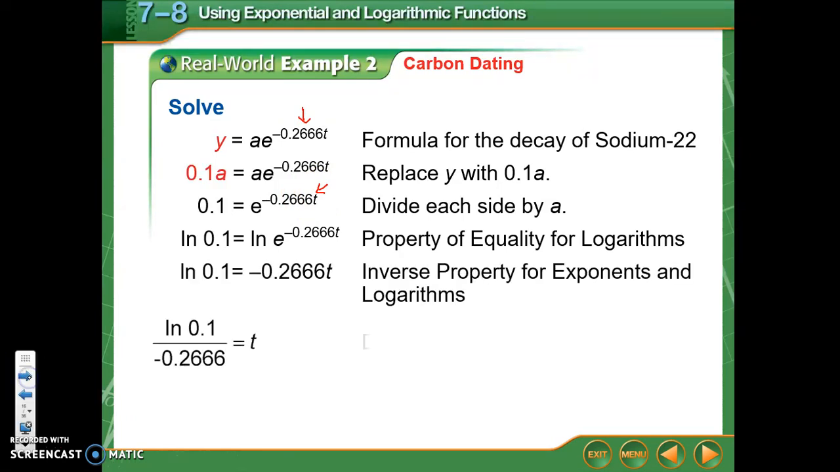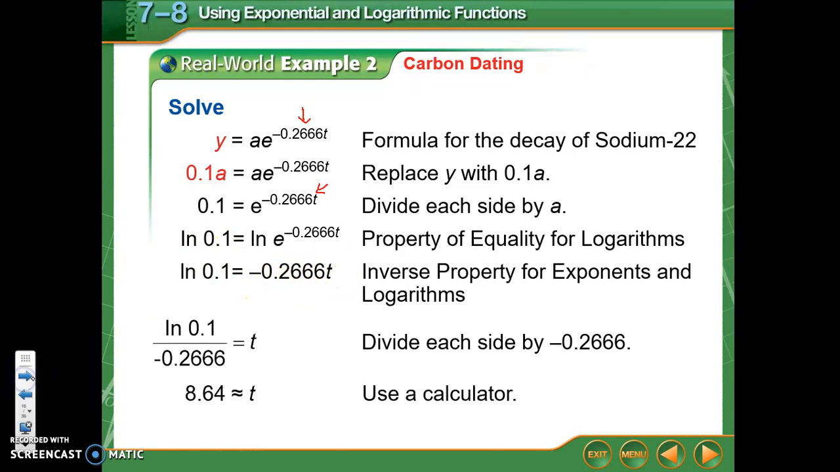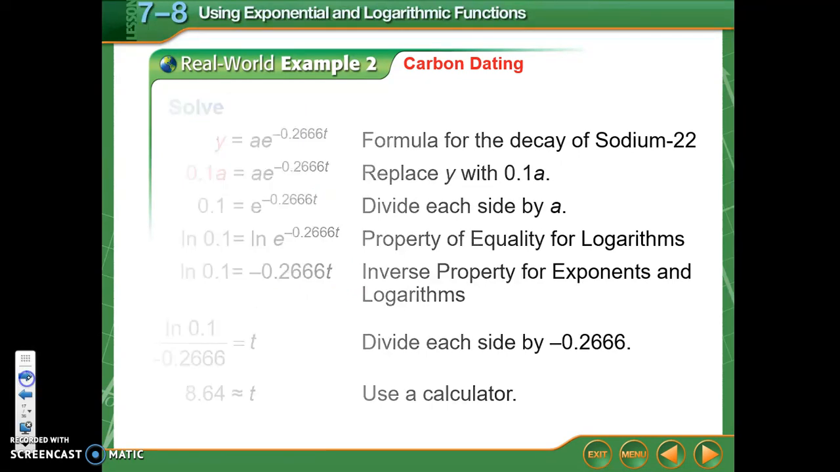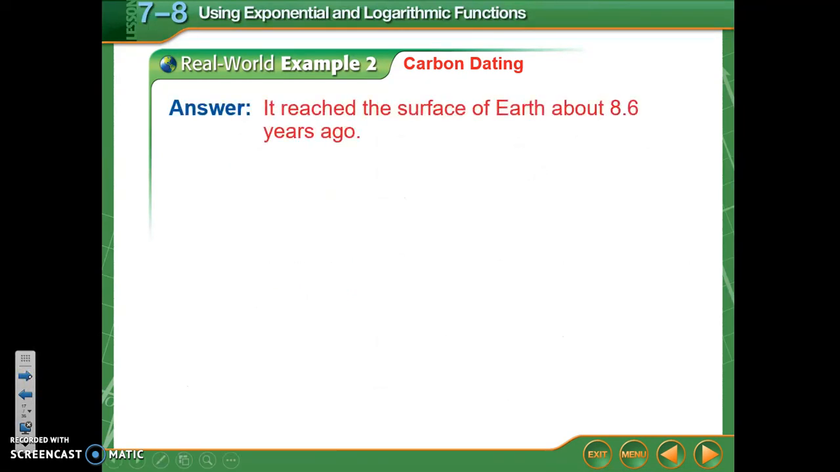And then solve just like we did in the last example. Divide both sides by negative 0.2666, and I get a value for T, which is about 8.64. You'll need a calculator for these problems. So that means it reached the surface of the Earth about 8.6 years ago.